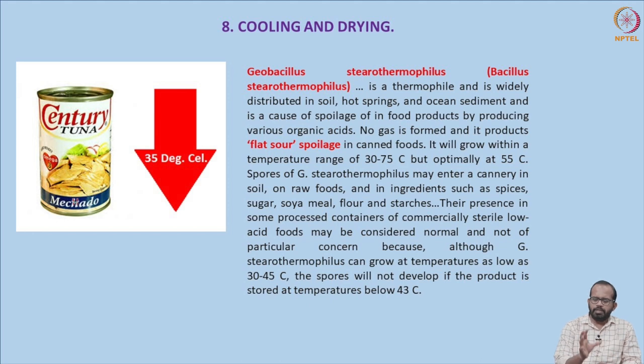The reason for cooling the cans only up to 35 degrees Celsius is that, by rapid cooling, the temperature is not maintained in that critical zone, which is the ideal temperature zone for Geobacillus stearothermophilus. So it is quickly passed through the zone, and also sufficient heat is maintained to evaporate the remaining water.